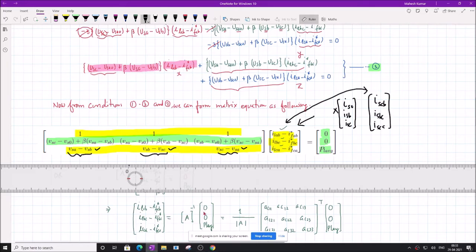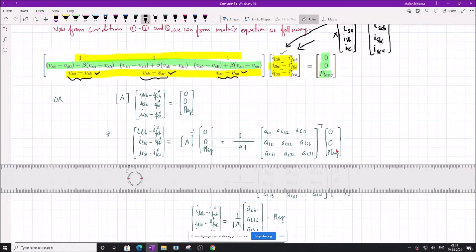That's the only difference, but the concept is the same. We have to solve for ILAB minus IFAB star, ILBC minus IFBC star, and ILCA minus IFCA star. To solve this, we follow the same concept, the same procedure.